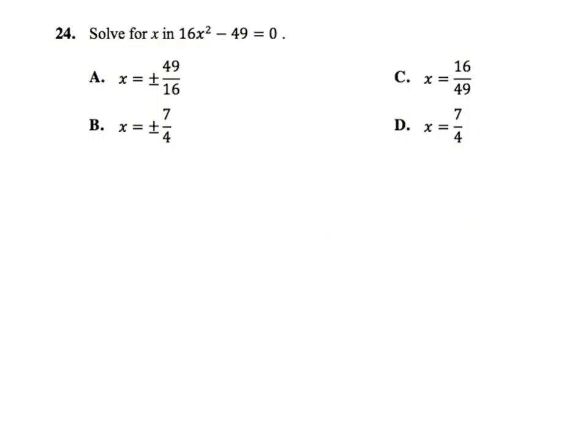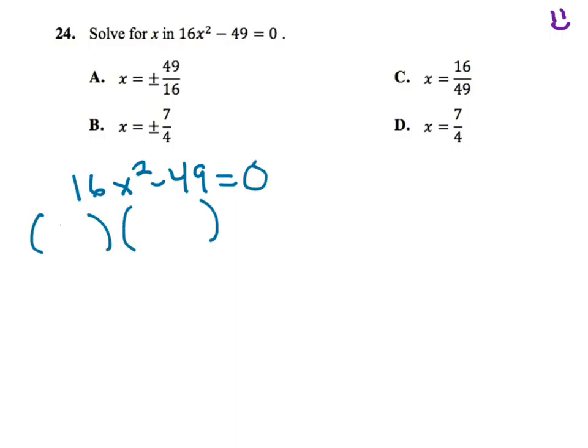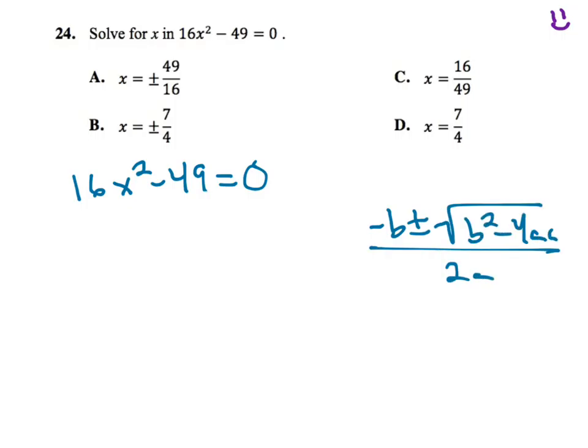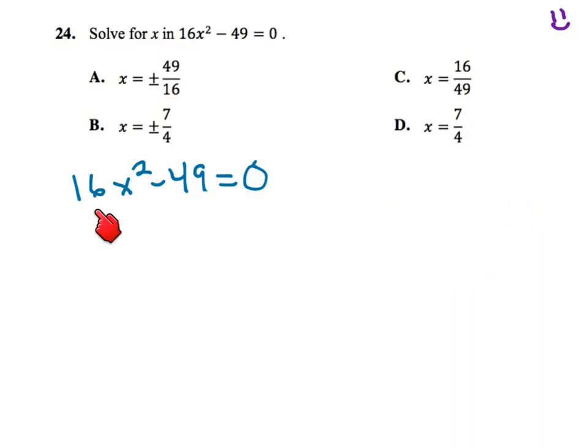Okay, solve for x. 16x squared minus 49 equals 0. I could try to factor it out, but no, I'm not going to do that. I could deal with the quadratic formula. Yeah, that wouldn't be too hard either, but there's too many ways to make mistakes with the quadratic formula. This is a perfect square and this is a perfect square. Why don't I just solve by taking the square roots?